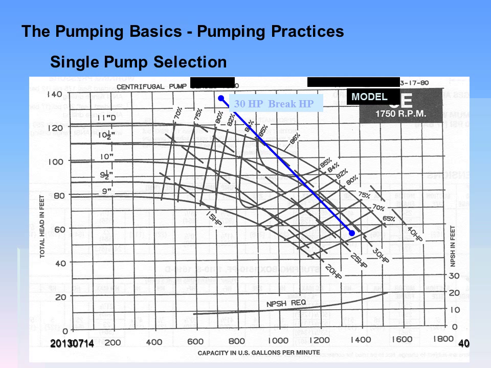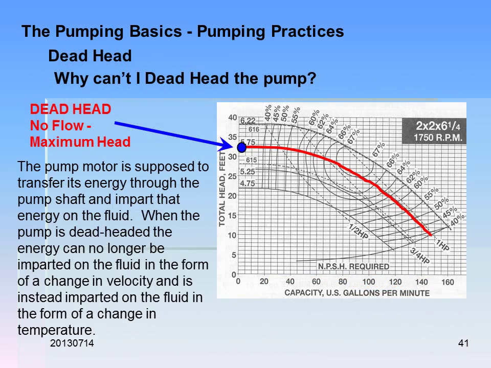We have a 30 horsepower brake here, brake horsepower. We see 40 horsepower for non-overloading because we don't want to overload the motor. There's our 85.6 actually percent efficiency. That's the highest. We see our NPSHR, etc.